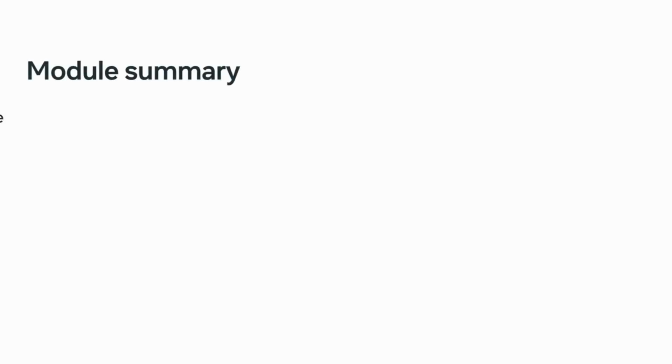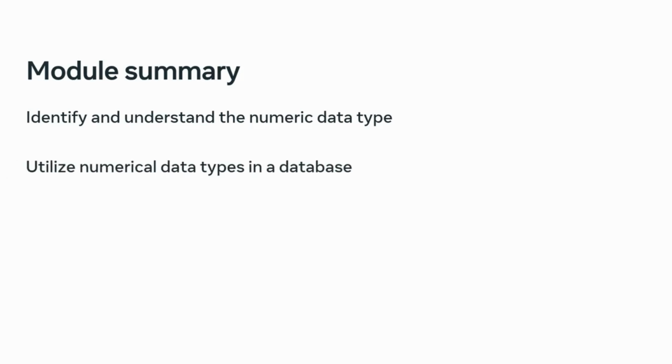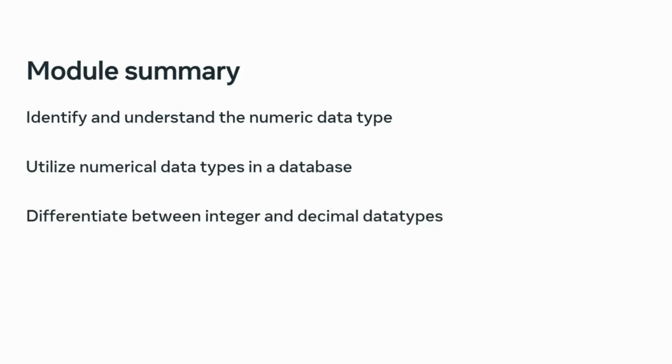You've also examined different SQL data types like numeric, string, and default values. It's now time to recap the key topics you learned and skills that you gained. You began the module with an introduction to SQL data types. Following the completion of this first lesson, you can now identify and understand the numeric data type so that you can store data as numbers in a database, utilize numerical data types in a database, and differentiate between integer and decimal data types so that you can store numerical values of different sizes, including positive and negative ones.